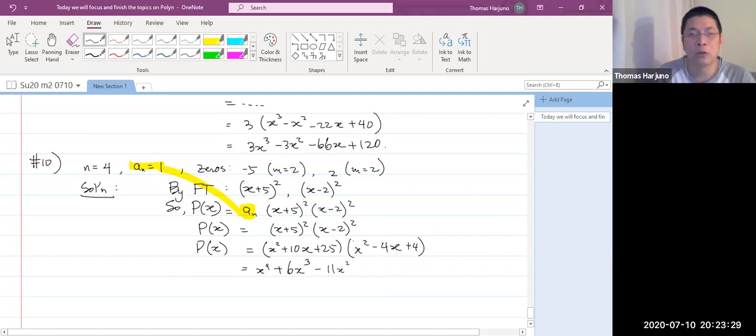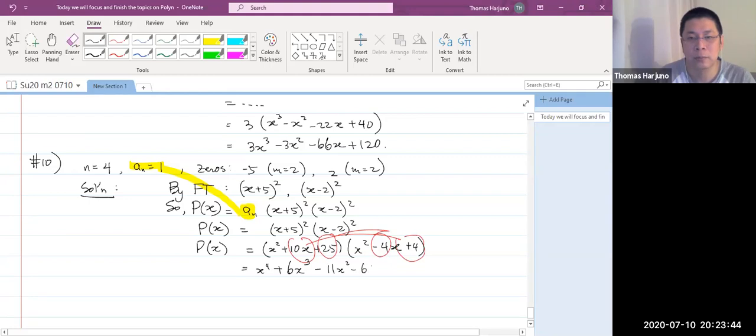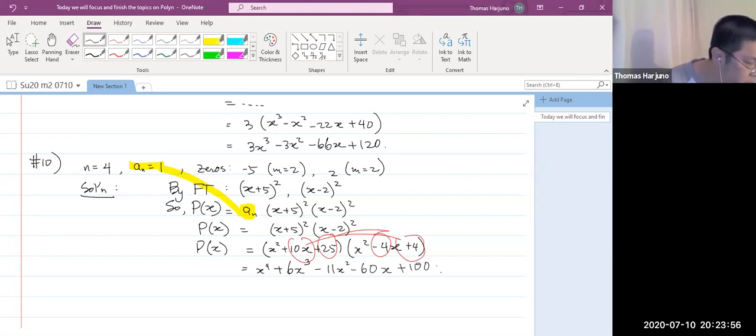Then how about to get an x? The coefficient of terms with x, that's, I'm sorry, positive 40 minus 100. That's negative 60x. And finally, the last one, plus 100. Okay, that's for number 10.